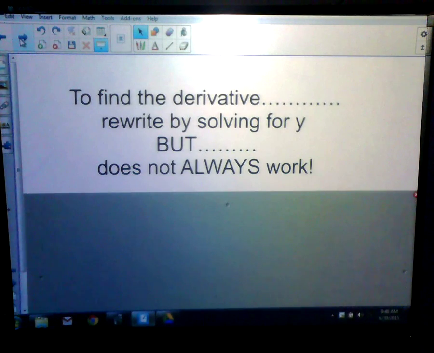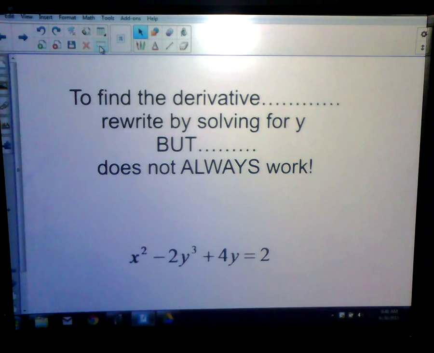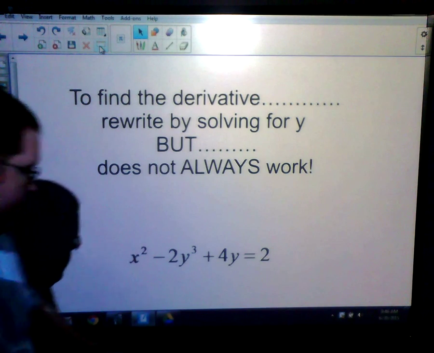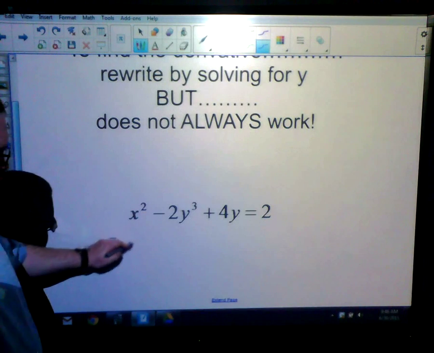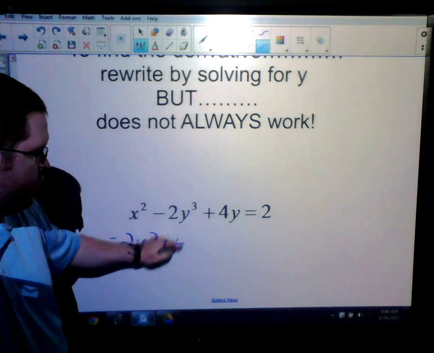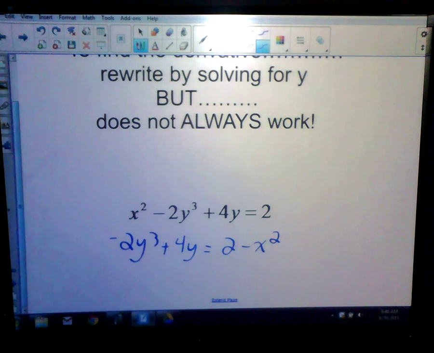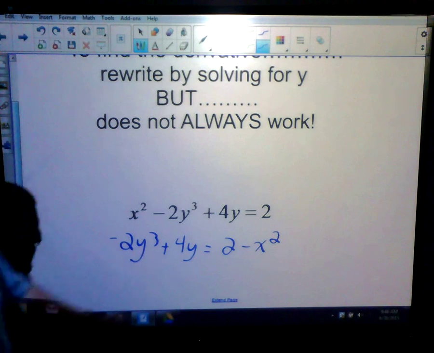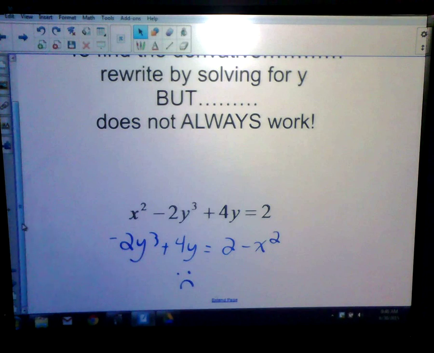To find the derivative, we're going to rewrite by solving for y, but that does not always work. For example, in this problem, well, I could subtract this guy over. 2y cubed plus 4y equals 2 minus x squared. But now I have two different y's. I can't get just y equals. I cannot write this function as an explicit function. I need to know a different way to take a derivative.